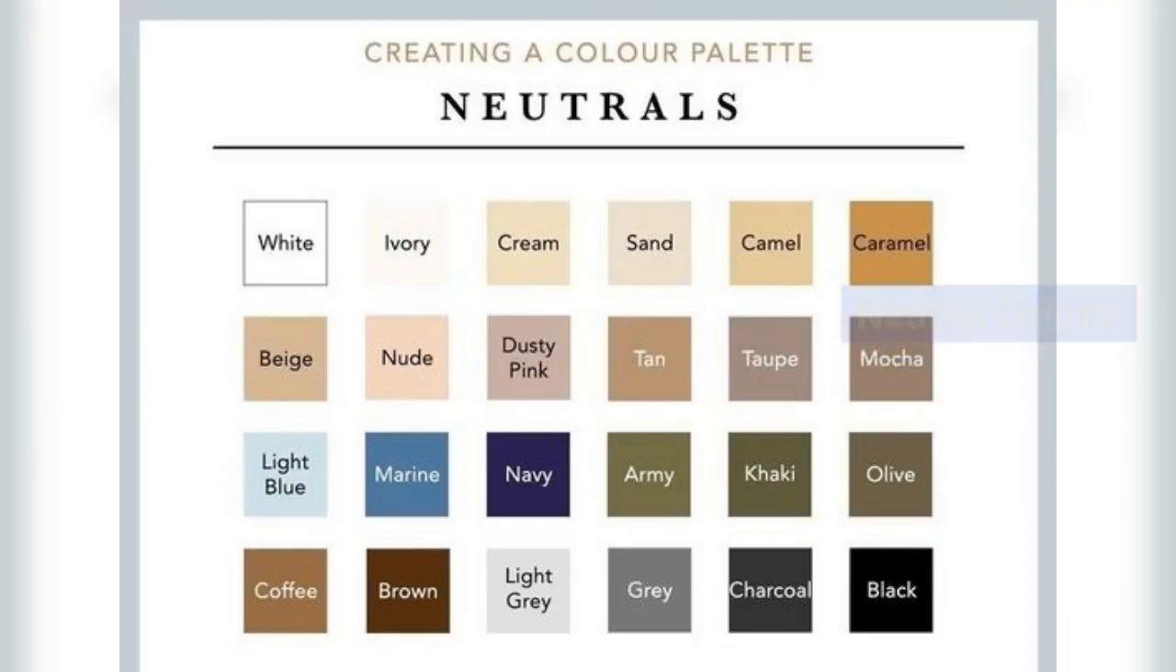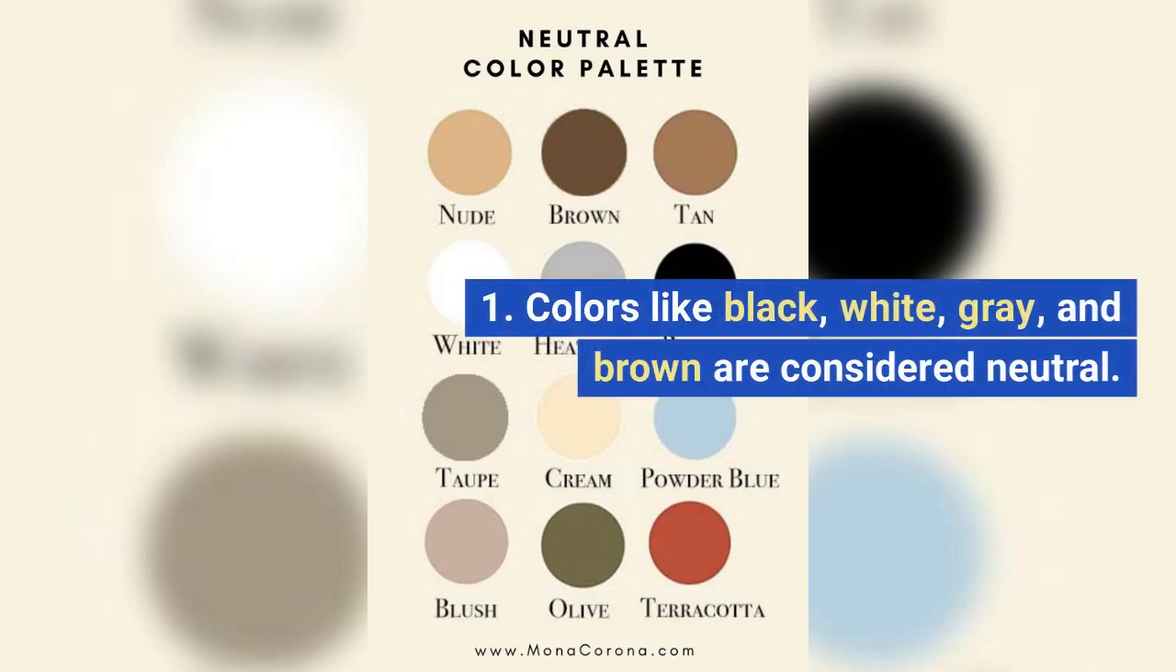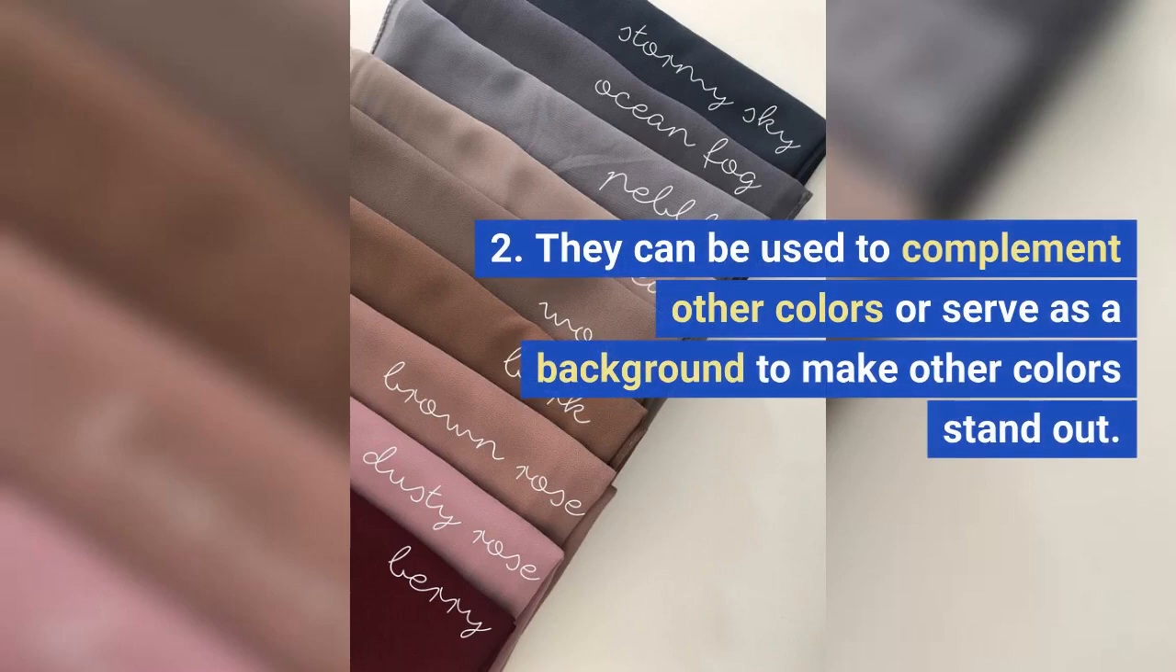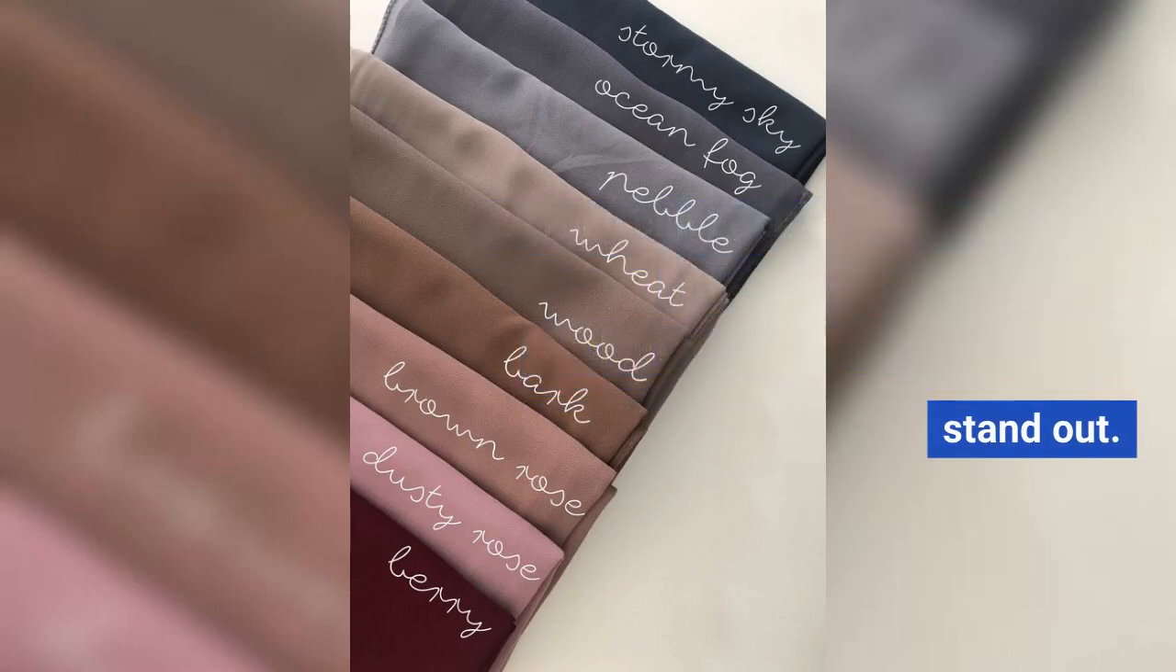Neutral colors. 1. Colors like black, white, gray, and brown are considered neutral. 2. They can be used to complement other colors or serve as a background to make other colors stand out.